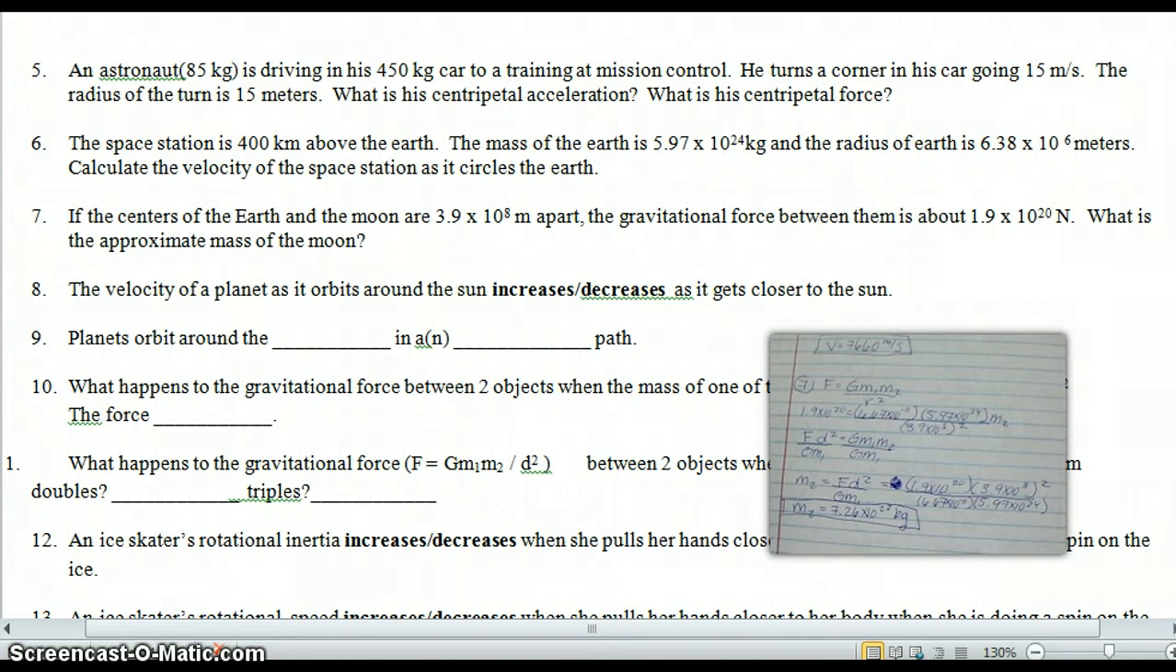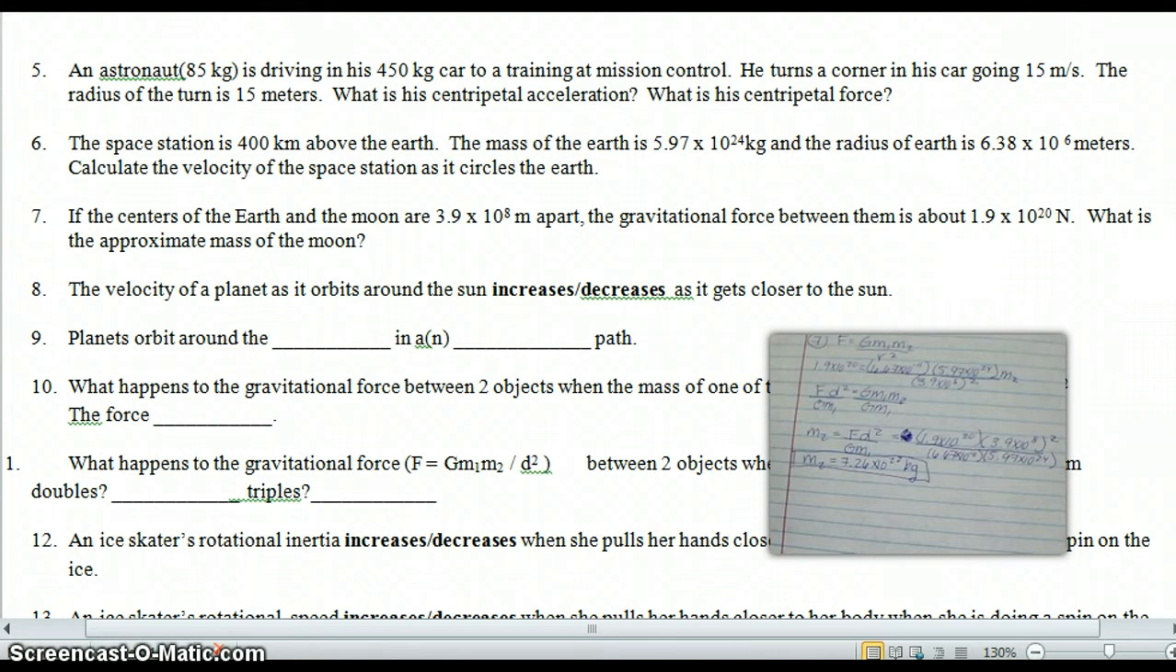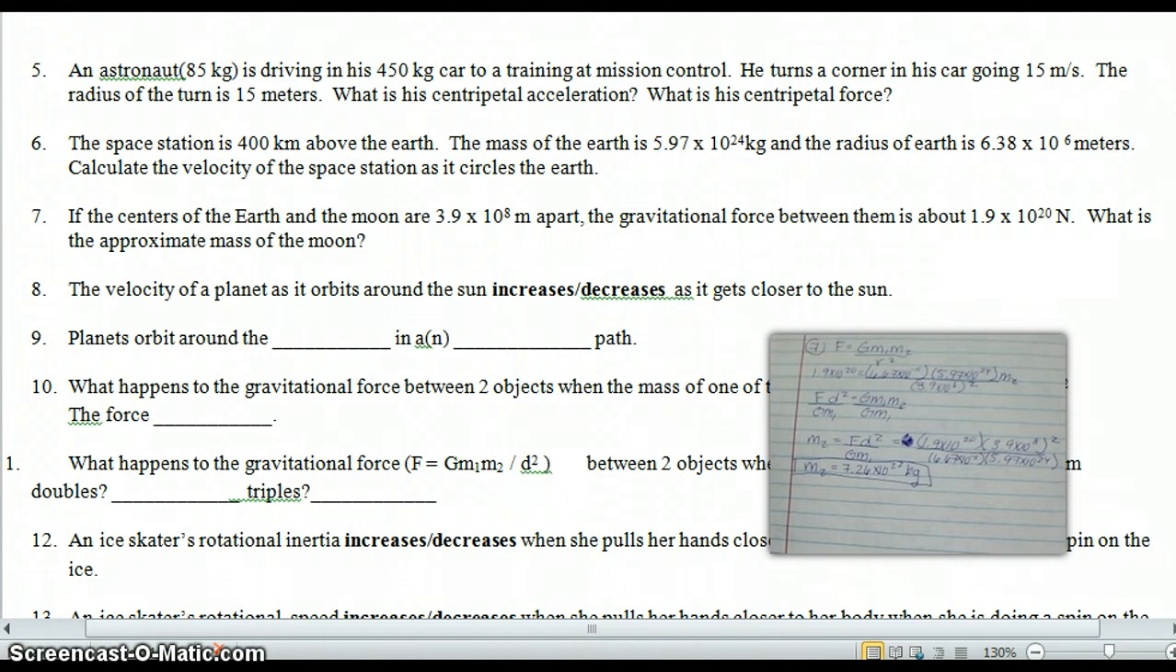Then number 8 says the velocity of a planet as it orbits around the sun increases or decreases as it gets closer to the sun. If you remember, we talked about things that are more massive, it makes the planets move faster, closer to them. So the answer to number 8 is going to be increase. Number 9, that's Kepler's laws. It says planets orbit around the sun in an elliptical path.